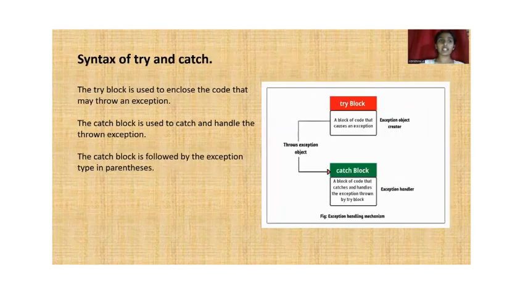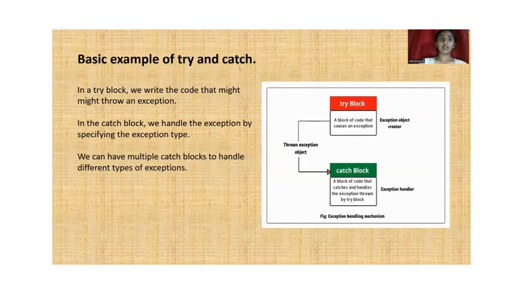Syntax of try and catch. The try block is used to enclose the code that may throw an exception. The catch block is used to catch and handle the thrown exception. The catch block is followed by the exception type in parentheses. And this is the basic pictorial representation of the exception handling mechanism.